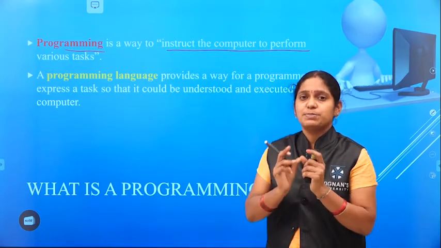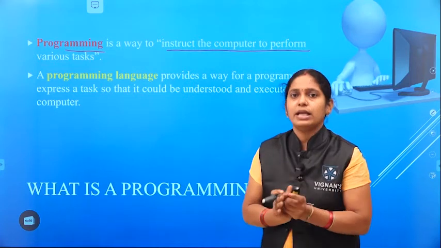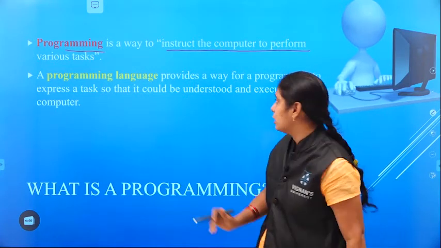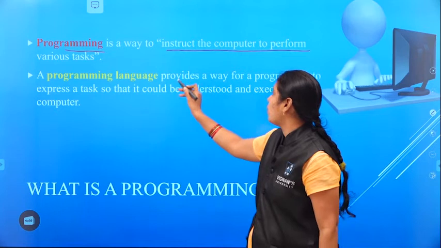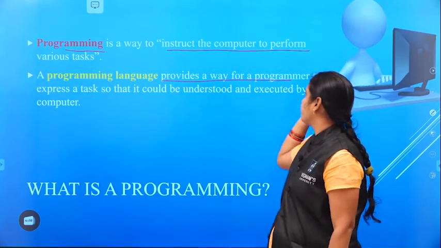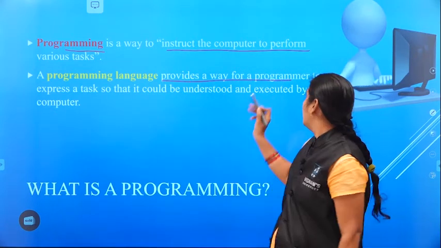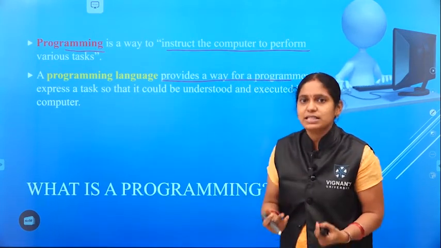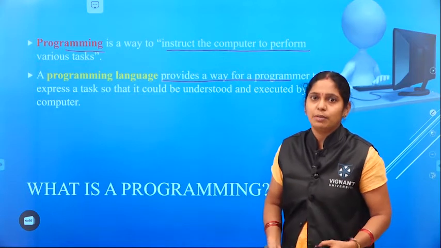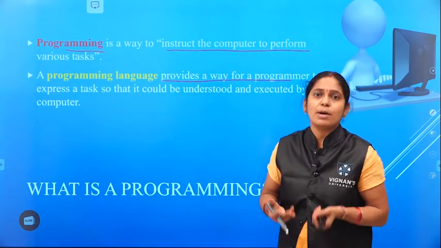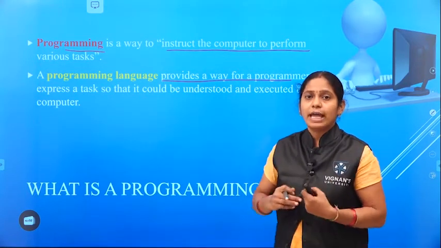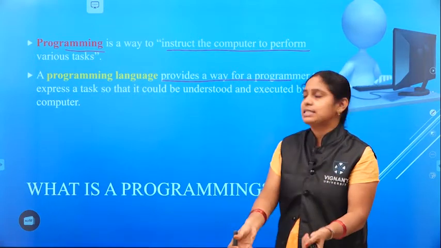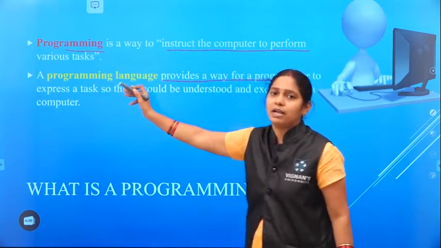That instruction should be specified in a specific way. That way is called a programming language. So a programming language provides the way for a programmer to express the task. What is the task they want to complete with the support of a computer? The way of expressing that task itself is called a programming language.